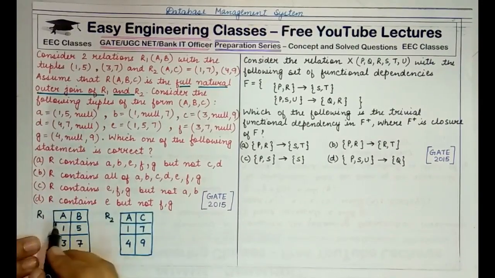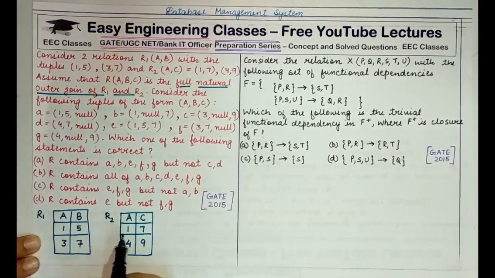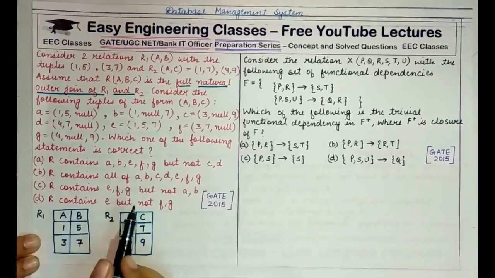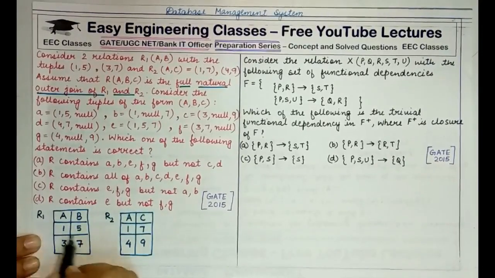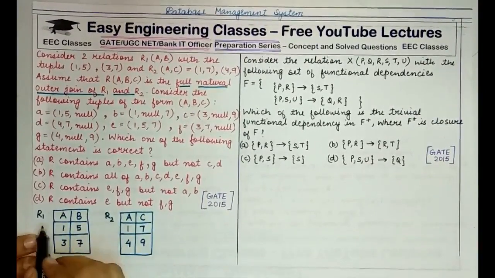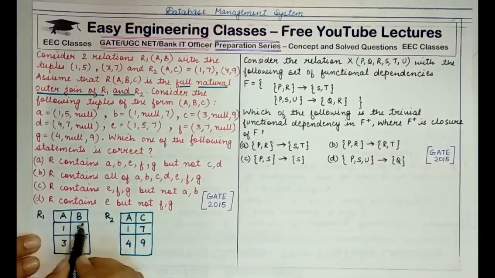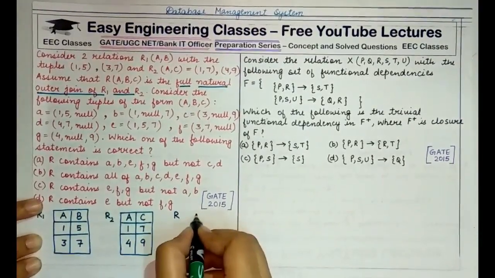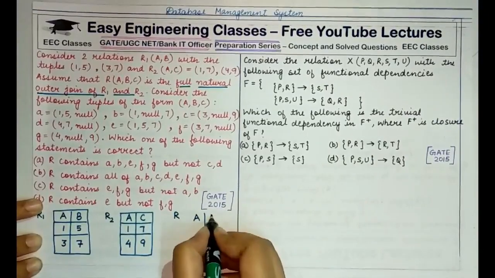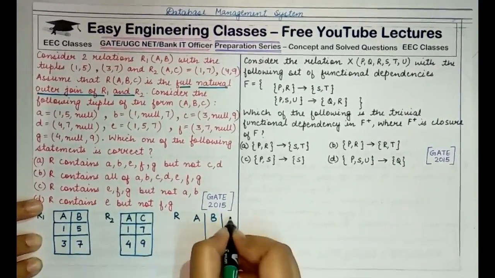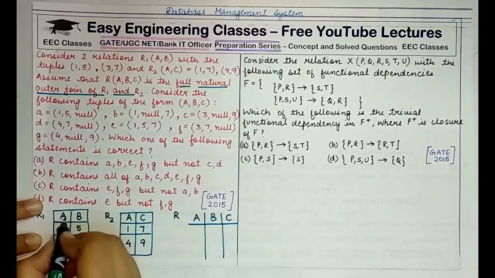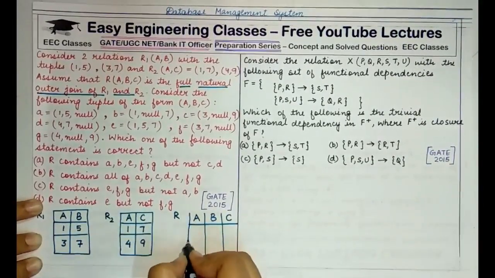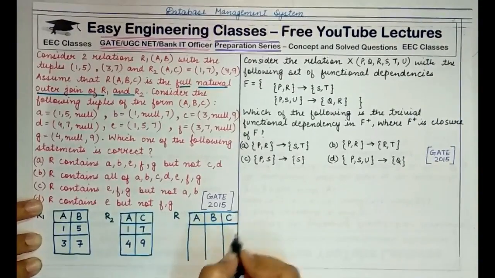In this case, as I said, the common column is A. What do we have to do to obtain the full natural outer join? We choose one of the relations and start picking up the tuples in it. I start with R1 and pick the tuple (1, 5). I start forming the full natural outer join, which will have all the columns A, B and C, and the common column will be present only once. It will not be repeated.